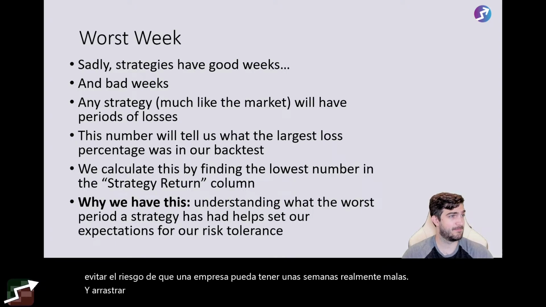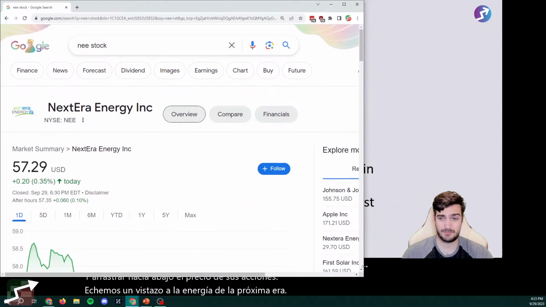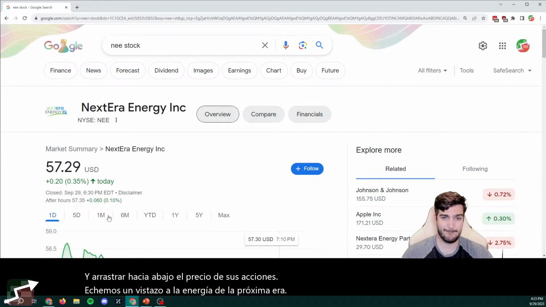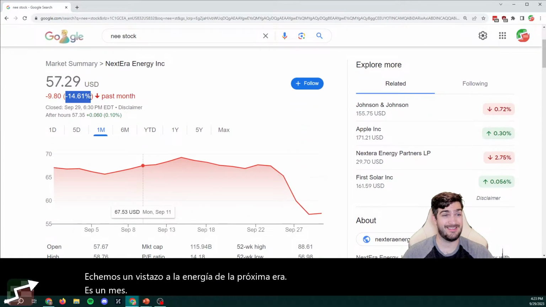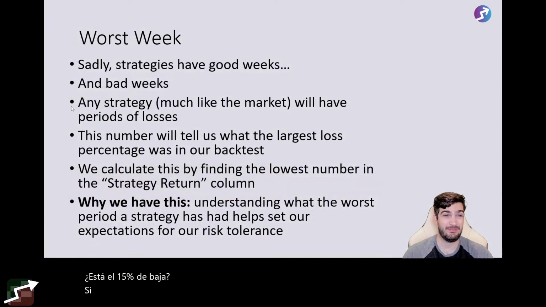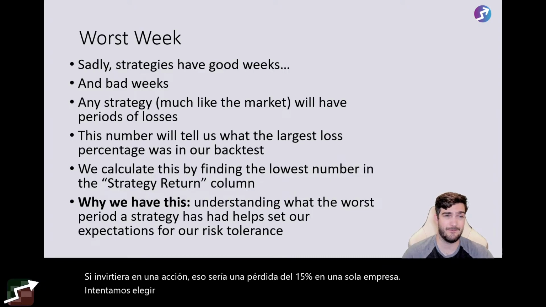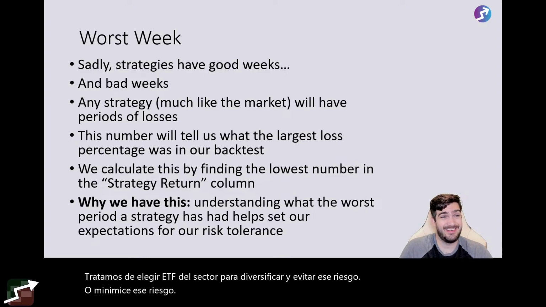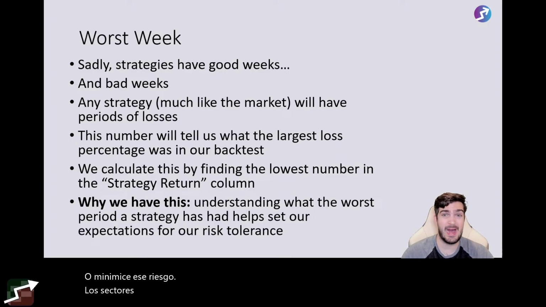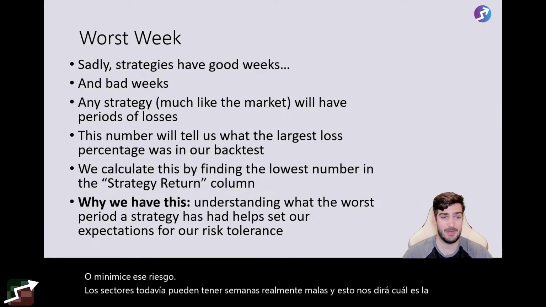its stock price. For example, let's look at NextEra Energy. Its 1 month is 15% down. If you were invested in one stock, that would be a 15% loss in a single company. We try and pick sector ETFs to diversify and avoid that risk, or minimize that risk. But sectors can still have really bad weeks, and this will tell us what the worst week in our backtest has been.